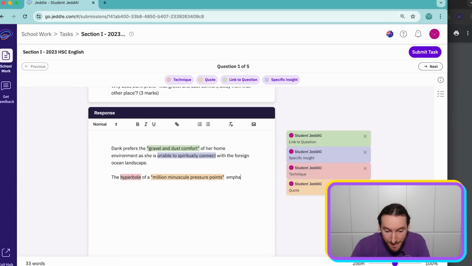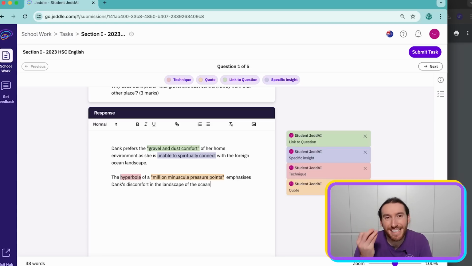It emphasizes. Emphasizes is always good for hyperbole because it is emphasizing something. The hyperbole of a million minuscule pressure points emphasizes the speaker's or protagonist's, or whatever you wanted to say, we'll say protagonist's, or Denk's, because the question says Denk's discomfort, right, in the landscape of the ocean.